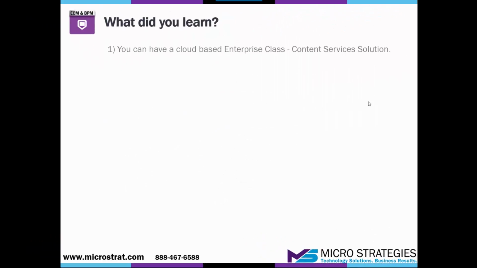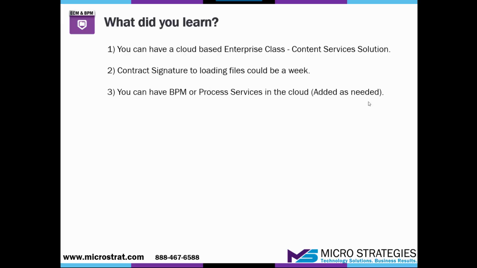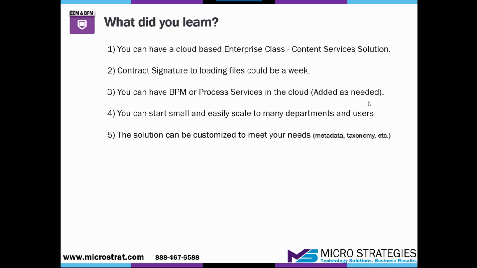So what did we learn? Well, we learned you could have a cloud-based enterprise class content services solution, that it can be under a week between signing your contract and actually being able to load files in your cloud-based solution. And of course, you can add BPM or process services to that cloud solution as needed. Now, you can start small, easily scale for many departments and users as your needs grow. And of course, the solution can be customized to meet your needs, metadata, taxonomy, integration, other systems, and so forth.